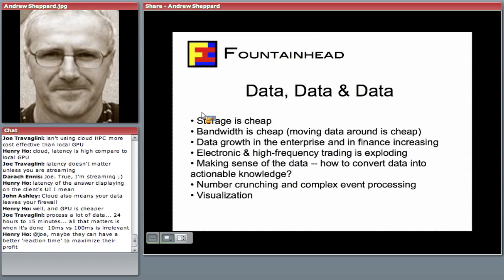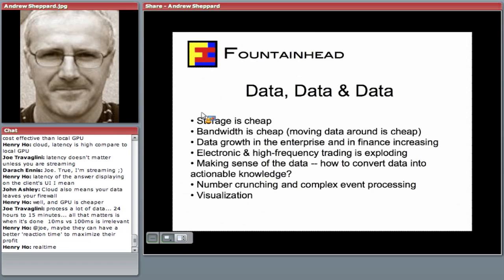This just pumps an awful lot of data into the financial system. Now the question is, how are we going to make sense of that data? And ideally, in the case of finance, how do you actually profit from the data? You in some ways have to digest it and turn it into actionable knowledge. That means analyzing it, number crunching, doing complex event processing on it and things like that. And GPUs, if you've followed us so far, are quite good in this area.